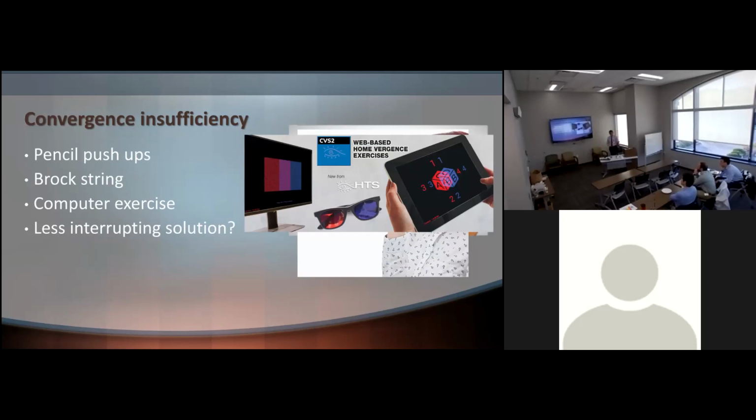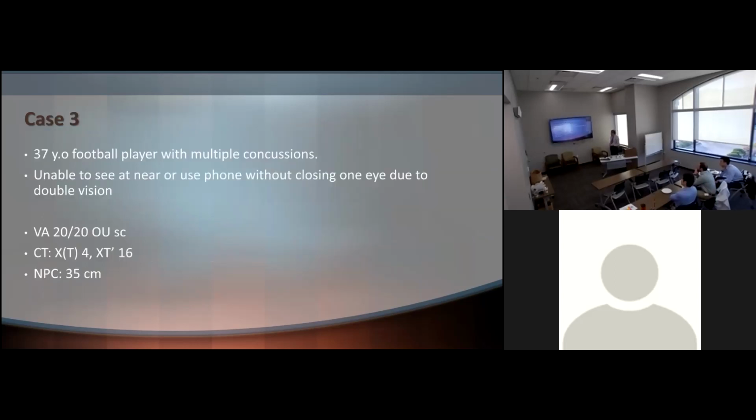Which direction? Base out prisms, because we are willing to train the convergence. We want to induce convergence. That's right. So we give base out reading glasses to train their convergence, right?